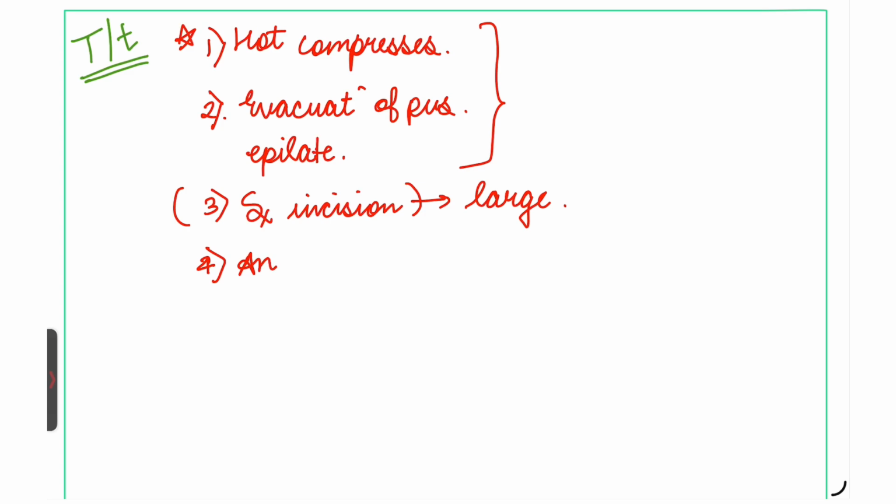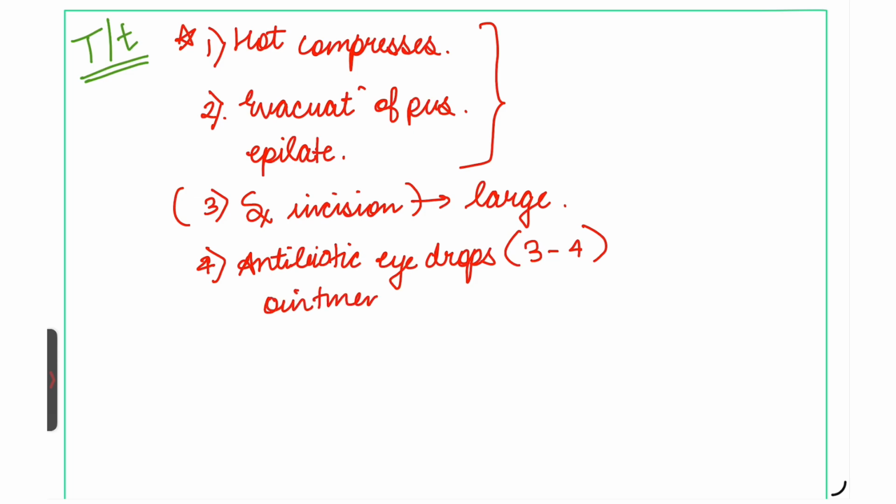Next, we give antibiotic eye drops because it is a bacterial infection. We give it 3 to 4 times a day, and we can also give eye ointment. We give this at bedtime.